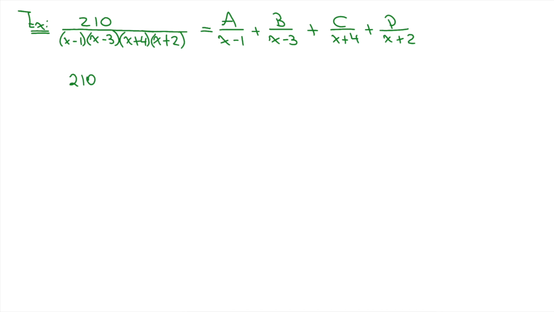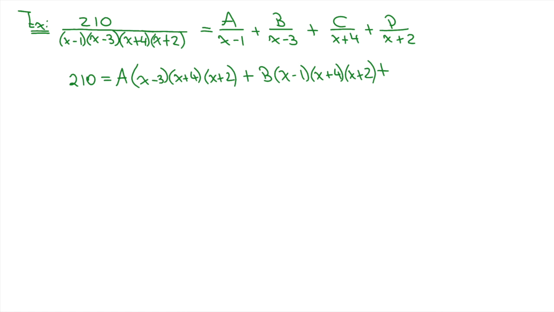All right, so 210 equals A times what factors? X minus 3, X plus 4, X plus 2. Everything except for X minus 1. Plus B times every factor except for X minus 3. So that would be B times X minus 1, X plus 4, X plus 2.